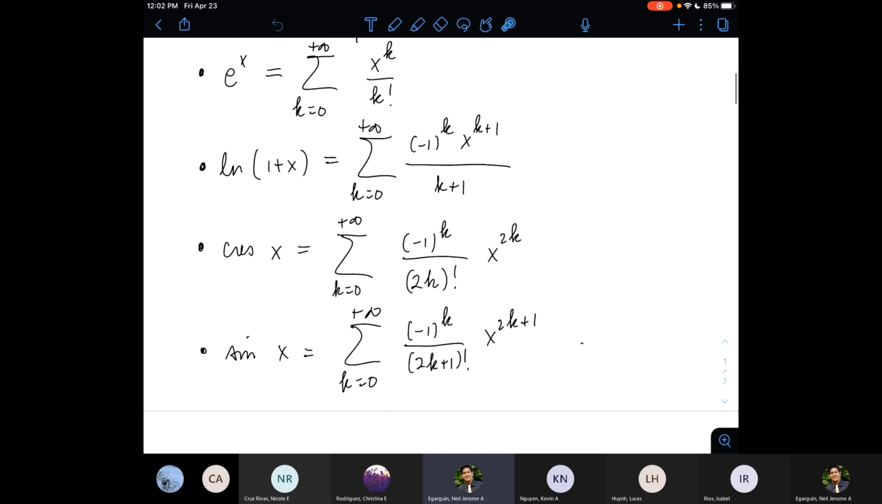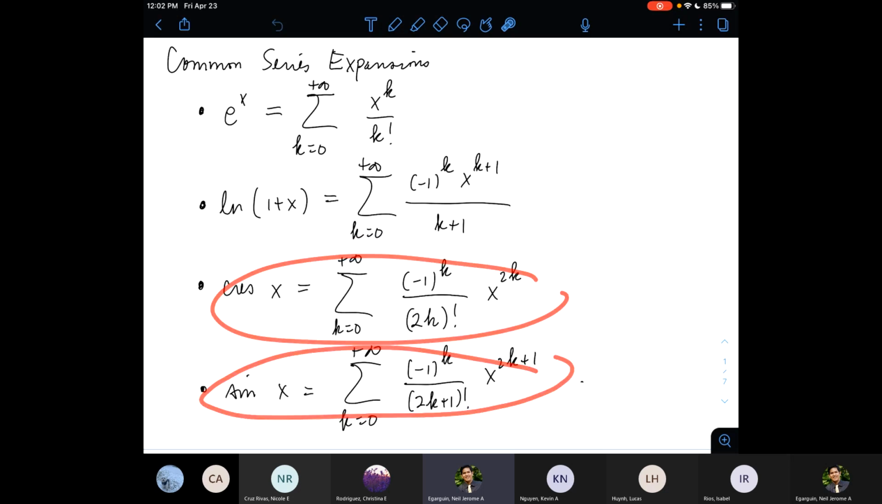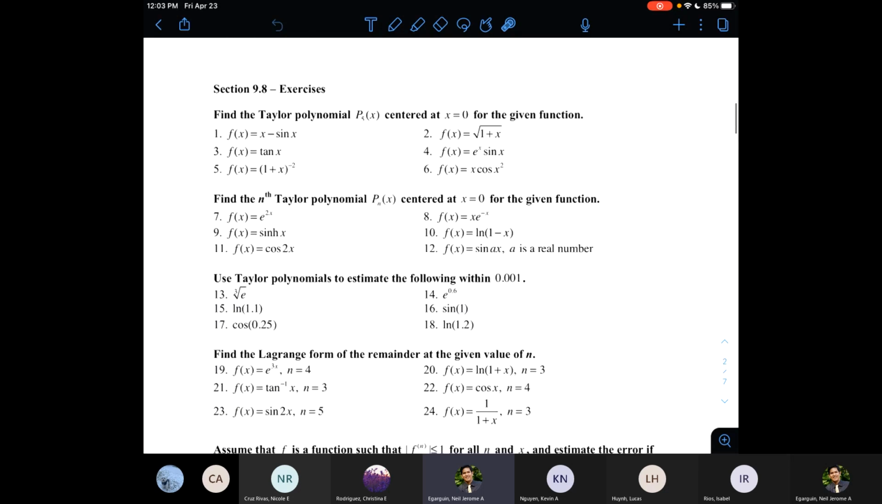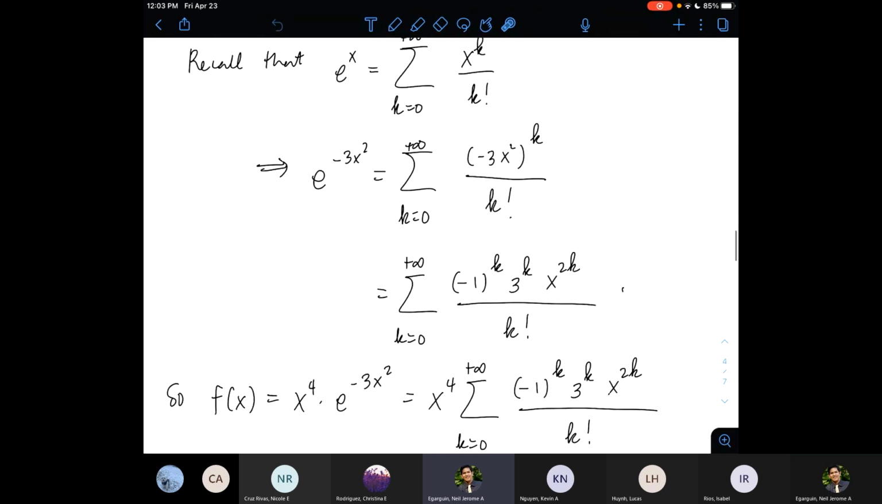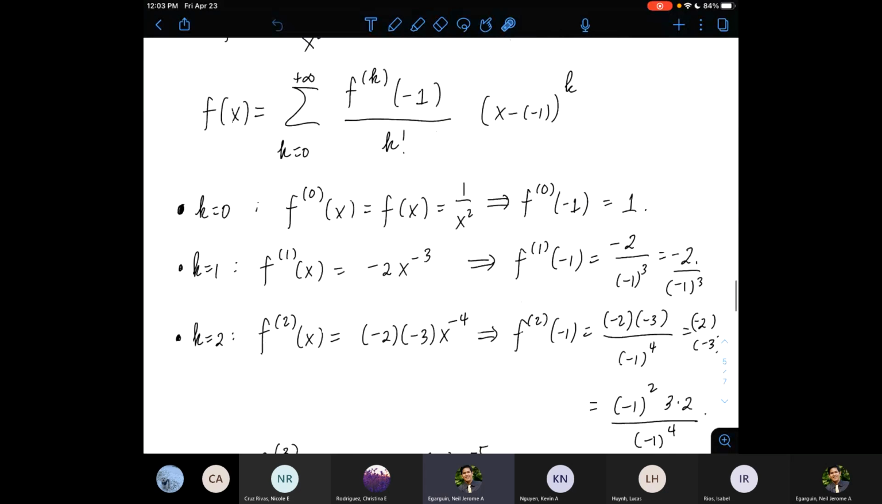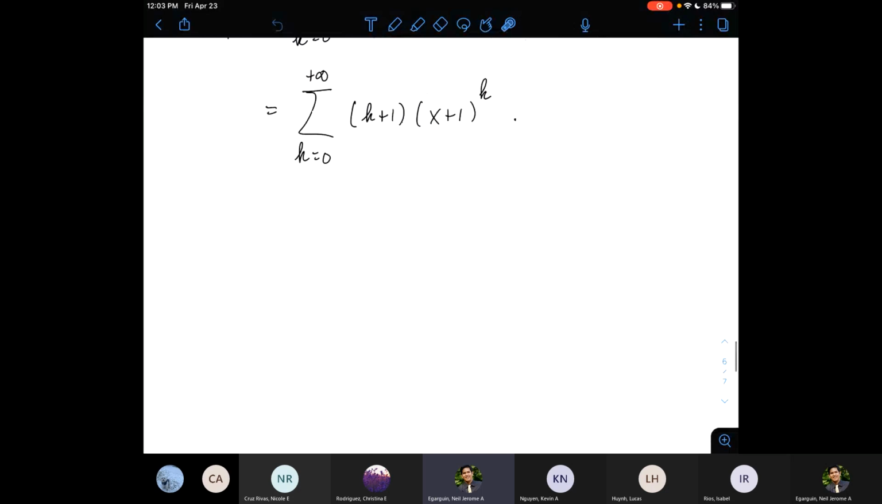And here are some common series expansions. Expansion for e to the x, ln of 1 plus x, but I guess this one was derived using the integral of a geometric series. And then you have expansions for cosines and sines. Let me see what we did last time. Okay, we started with this example, then expanded 1 over x squared. I think that's what we did last time.